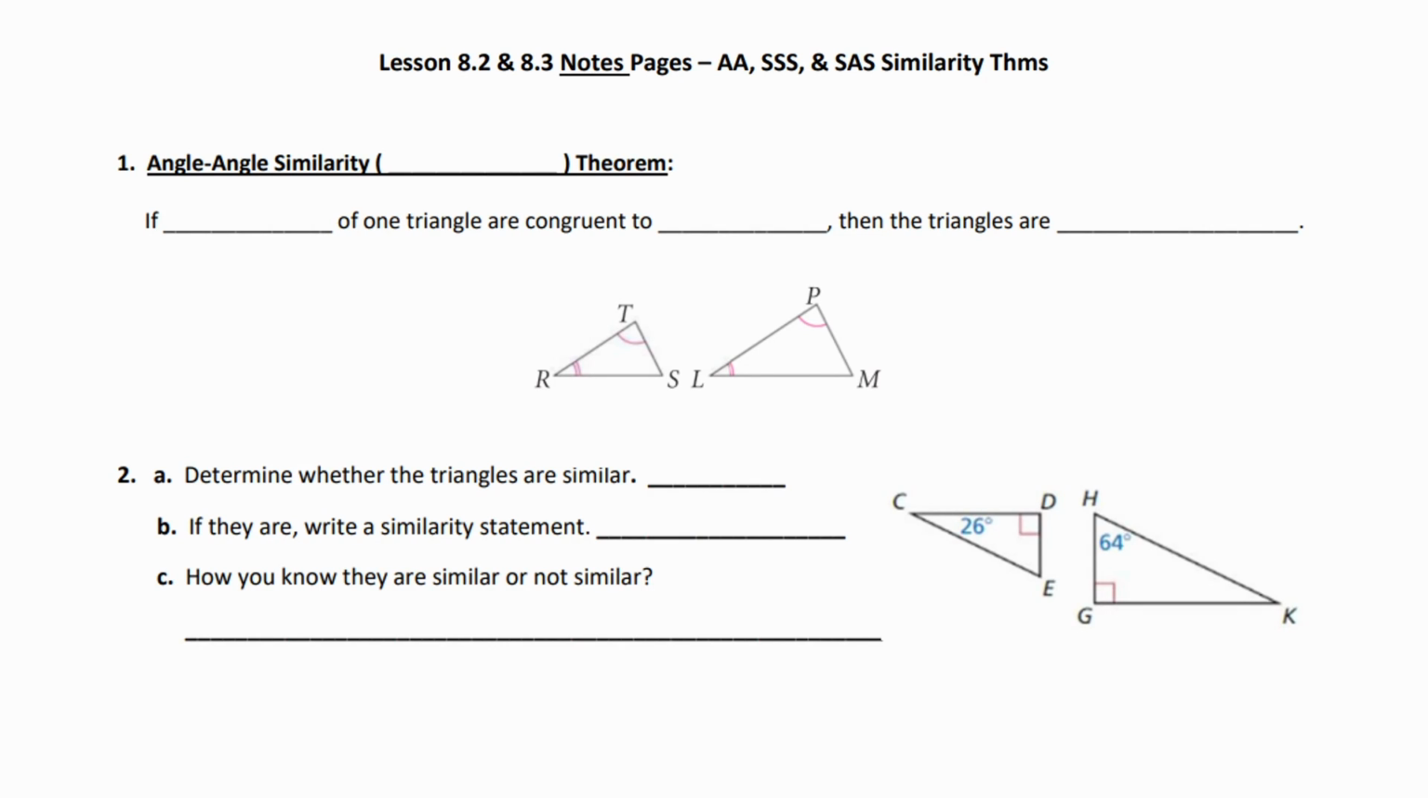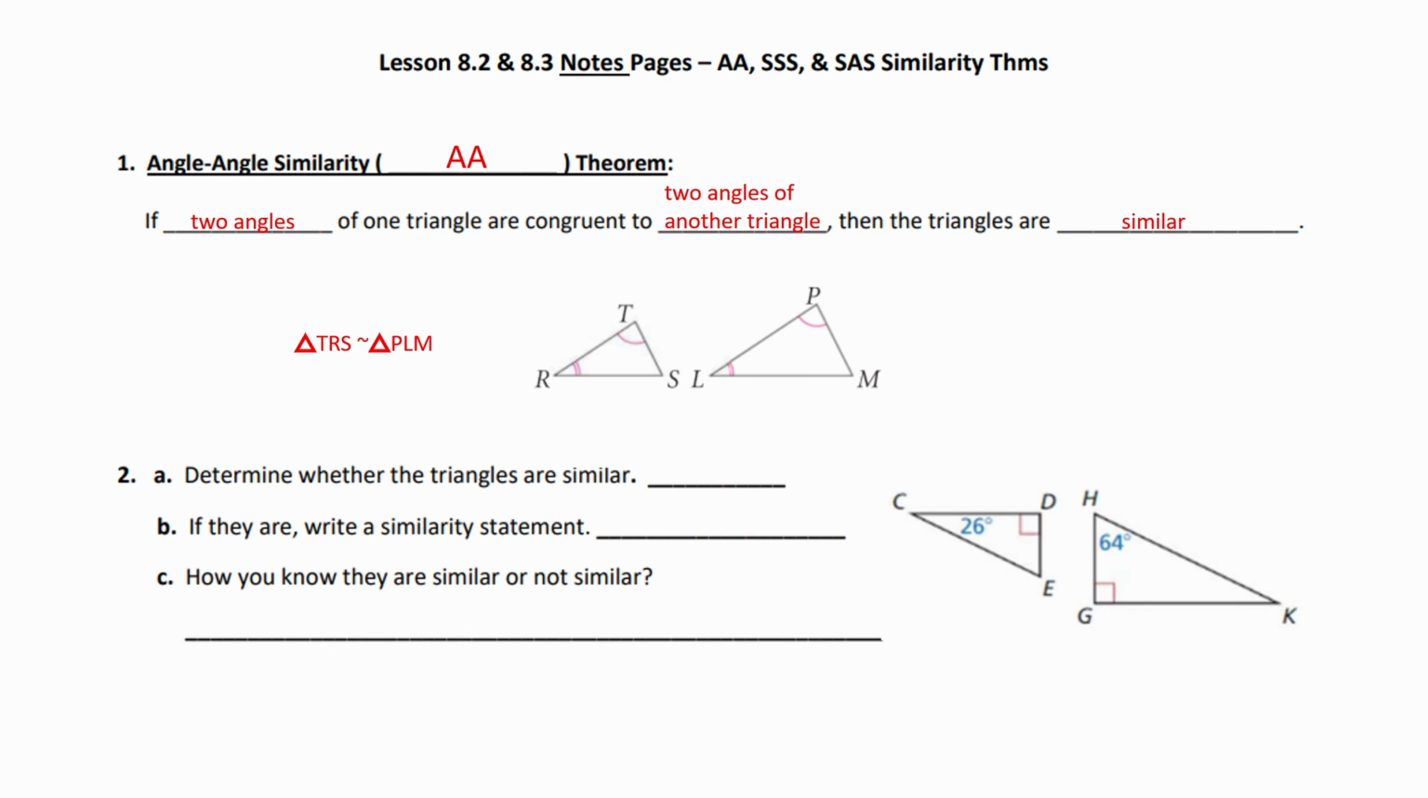Our first similarity theorem is called the angle-angle similarity theorem, or AA for short. It states that if two angles of one triangle are congruent to two angles of another triangle, then the triangles are going to be similar. Here in our diagram, we have triangles RTS and LPM. Because angle R is congruent to angle L, and angle T is congruent to angle P, triangle TRS is similar to triangle PLM. And a reminder, similar means they're the same shape, but usually different sizes.